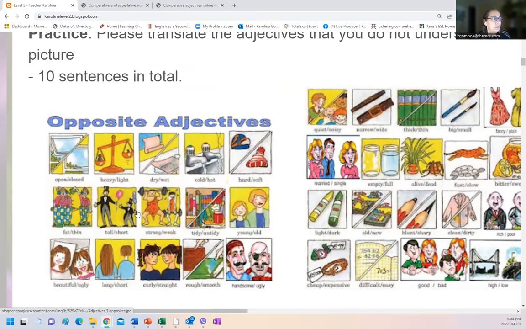Okay, I will send everything out in Messenger, but for tomorrow's homework, please pick 5 adjectives from this picture, write 5 sentences in it, then pick 5 from this side and write 5 sentences, so total 10.